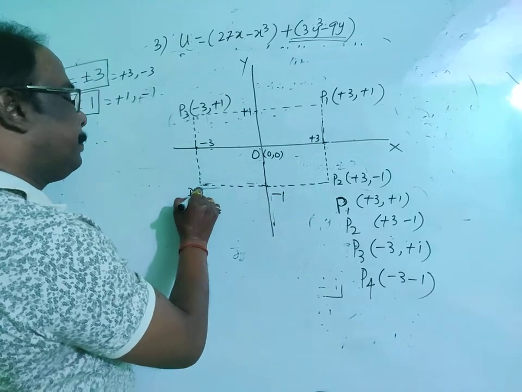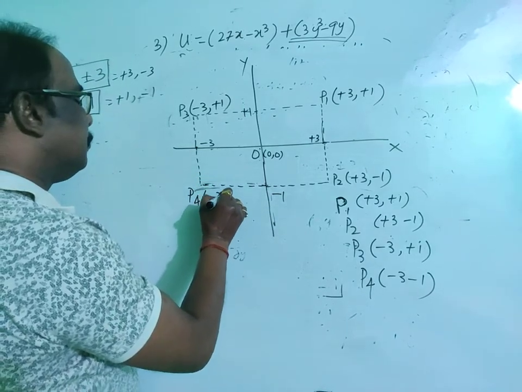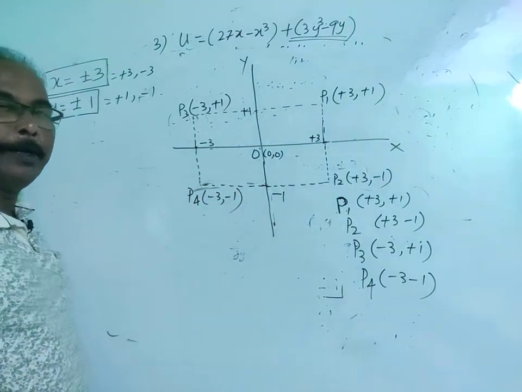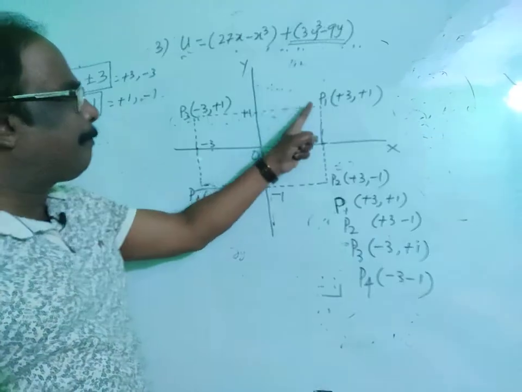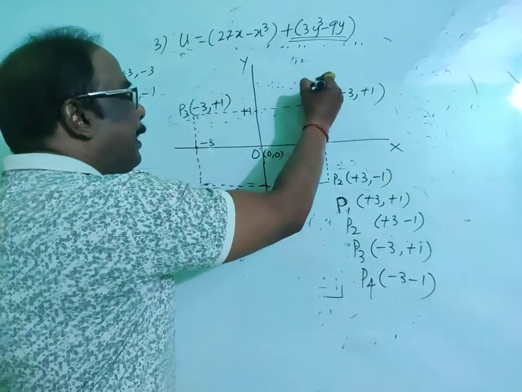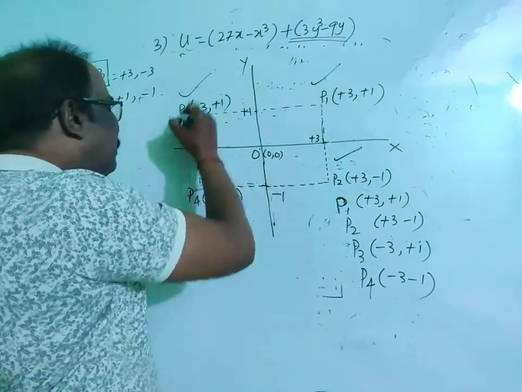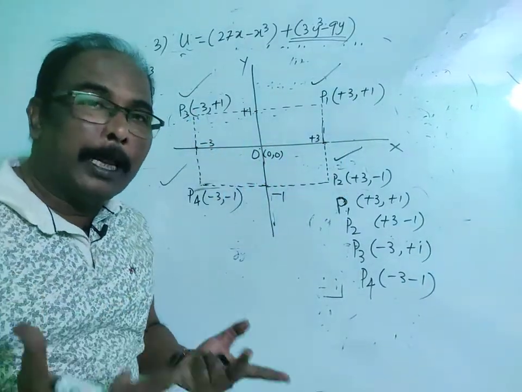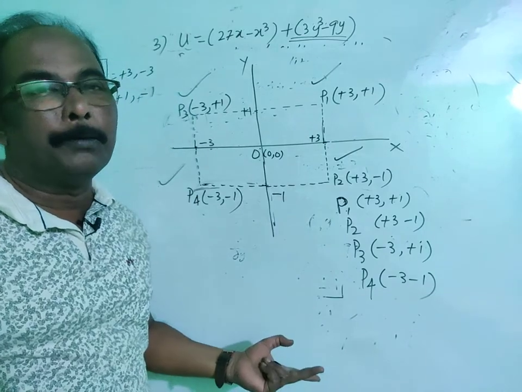This position is P4, and this is minus 3, minus 1. So there are four positions of equilibrium: P1, P2, P3, P4. But what type of equilibrium? We don't know.